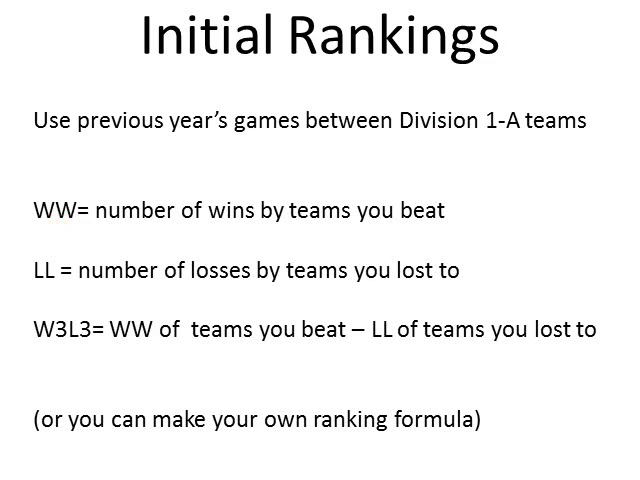I'm going to call WW the number of wins by the teams that you've beaten, and LL is going to be the number of losses by teams you lost to. And so then my ranking is going to be this W3L3, and that's defined as the WW of the teams you beat minus the LL of the teams you've lost to. So if you don't like this ranking system, you can make up your own, but that's what I'm going to be using.